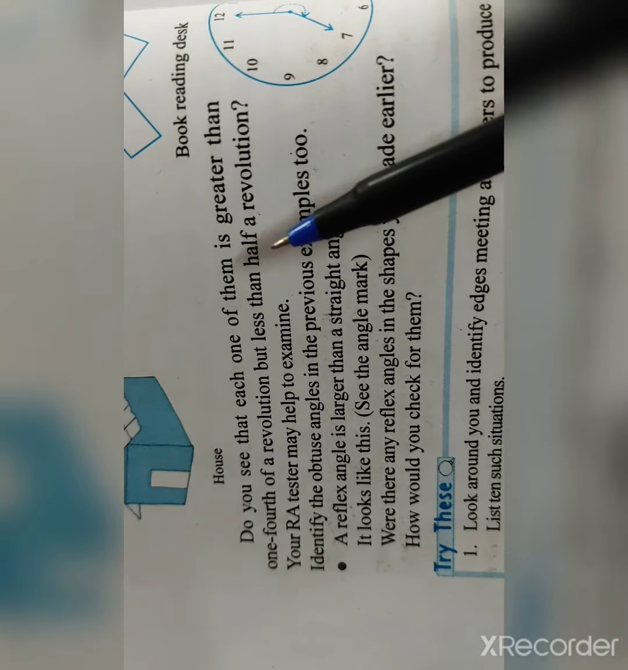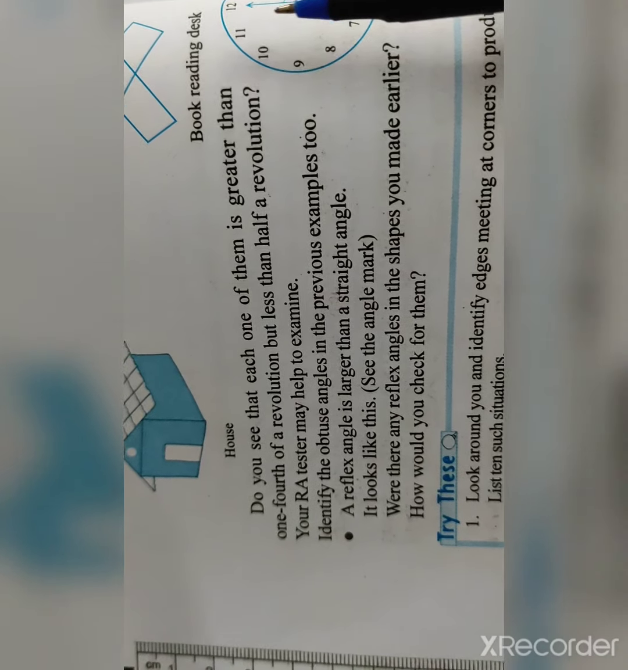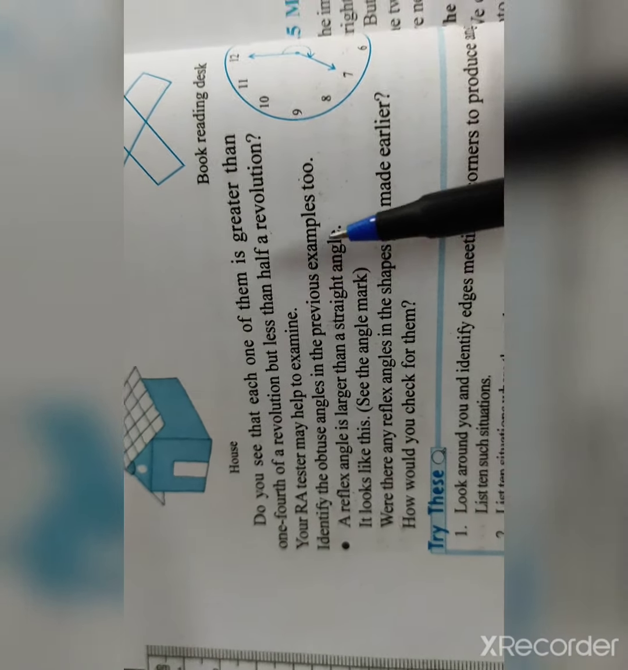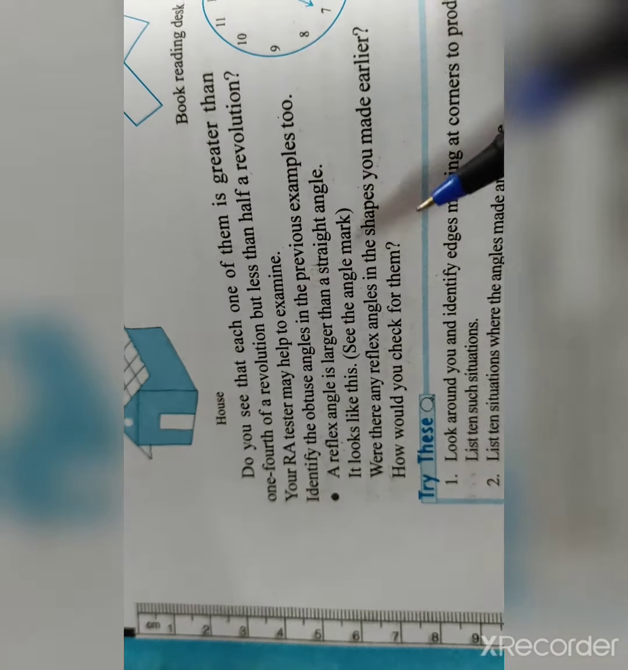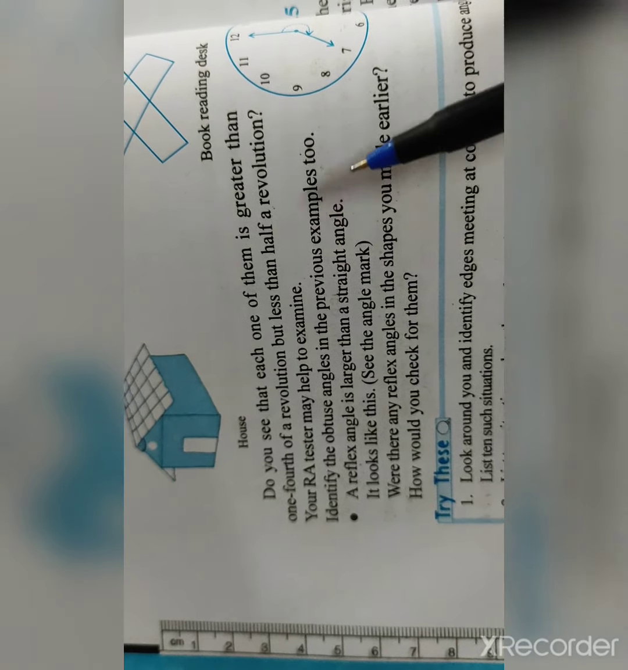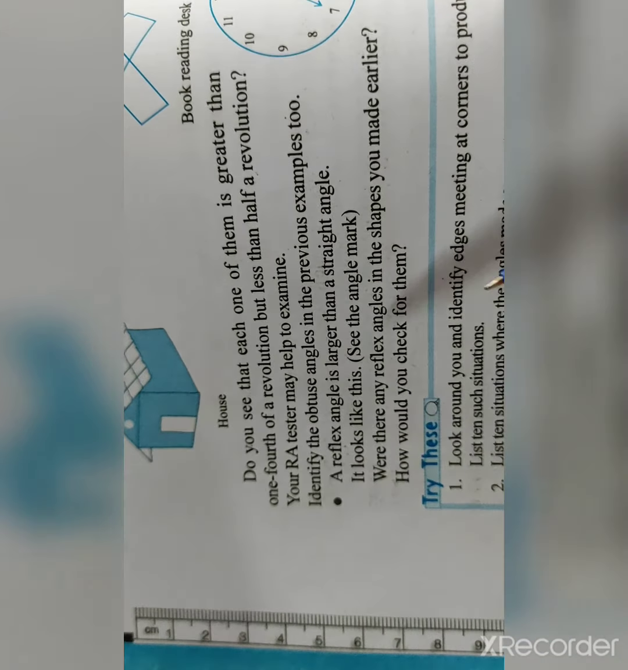Do you see that each one of them is greater than 1/4 of a revolution but less than half of a revolution? Your RA tester may help to examine. So you will make a video and you will save it. Identify the obtuse angle in the previous example too, that means in the clock.